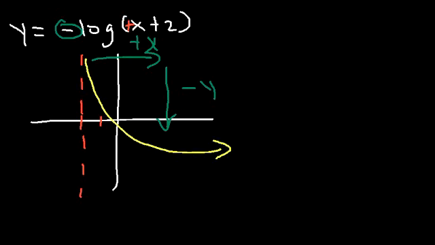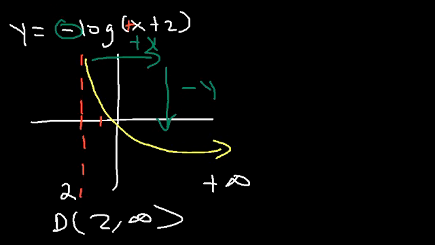So if you want to write the domain for this function, it's going to start from the vertical asymptote of 2 and go to infinity. So it's 2 to infinity. The range is going to be all real numbers, negative infinity to infinity. Let's try one more example using transformations.